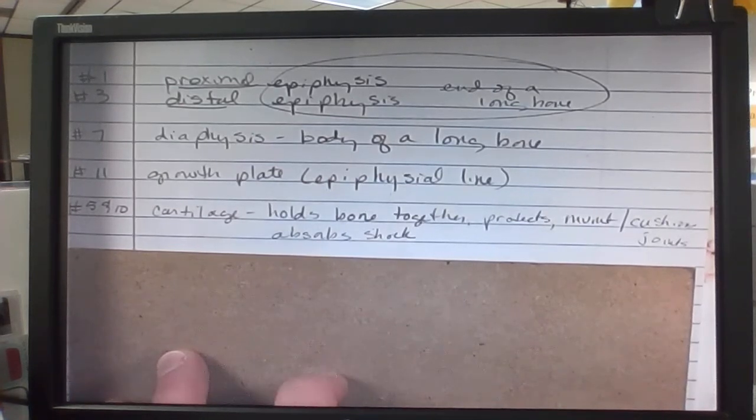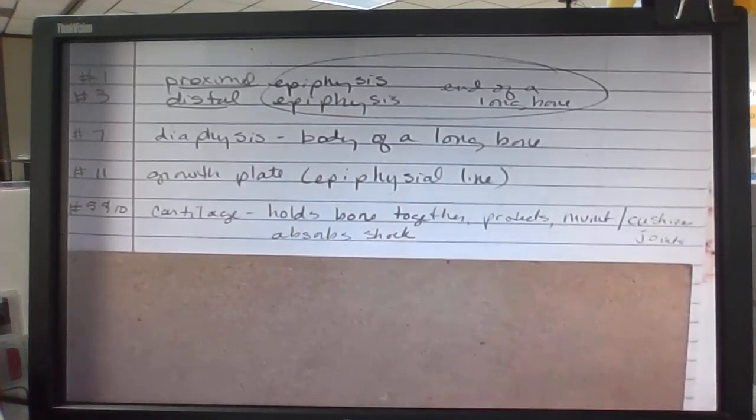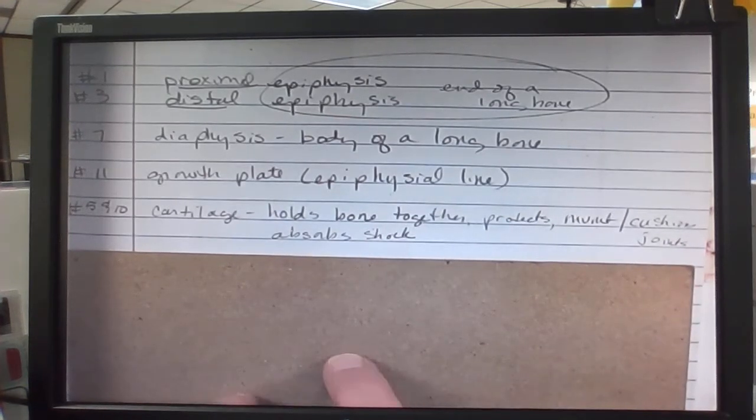Cartilage holds bones together, protects, so that's my movement, that's my abbreviation. So it protects in those areas of movement, helps to cushion those joints, helps to absorb shock.